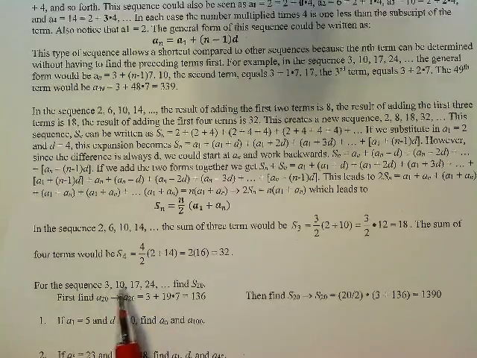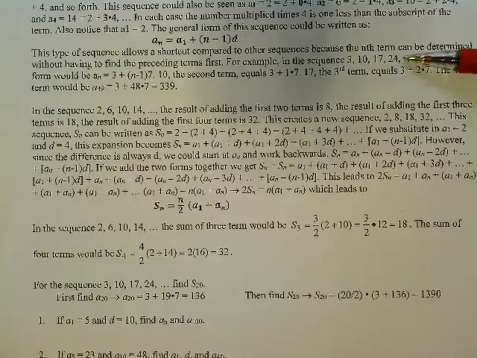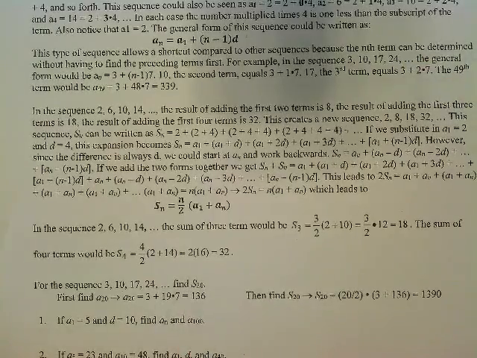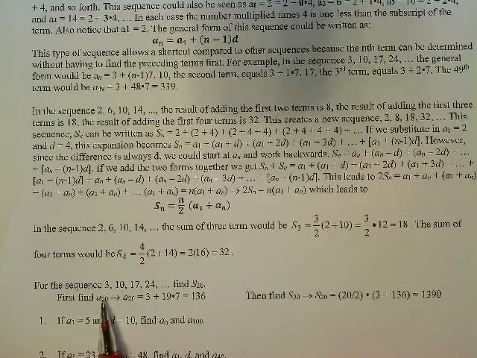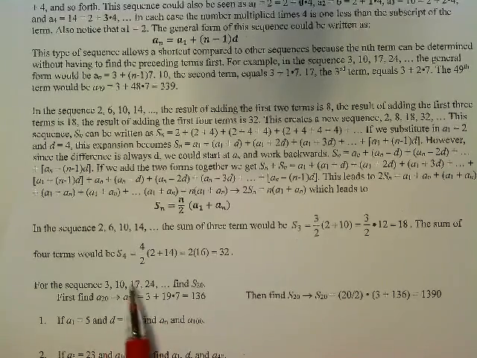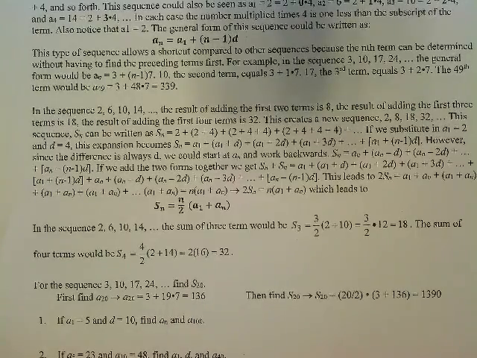For the sequence 3, 10, 17, 24, that was the second one that I had up here, find the sum of the 20 terms. Well, first I need the 20th term, but using the first formula, that would be, see 20 here, 19 there, so it's 19 times 7. They all had a difference of 7. So 19 times 7 plus 3 gives me 136.